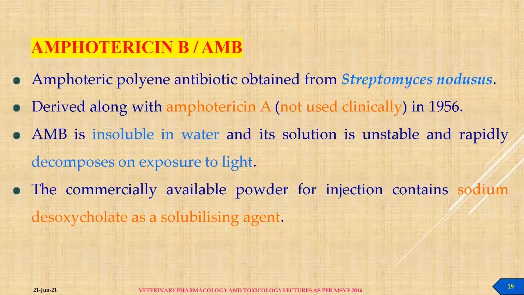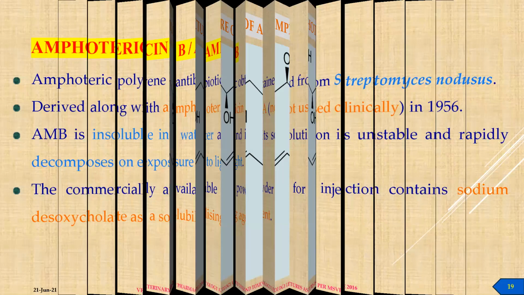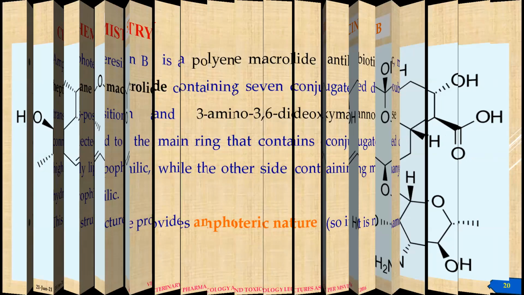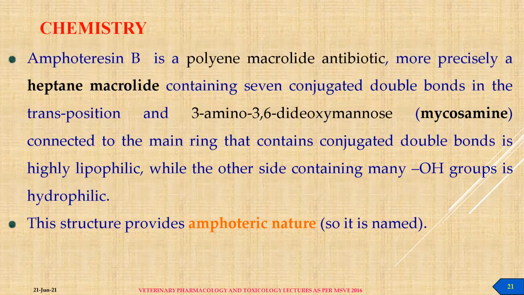It is derived along with amphotericin A, and was used clinically in 1956, making it one of the oldest drugs. It is insoluble in water, a little unstable, and rapidly decomposed on exposure to light. The commercially available powder for injection contains sodium desoxycholate as a stabilizing agent. The structure and the chemistry have already been dealt with.